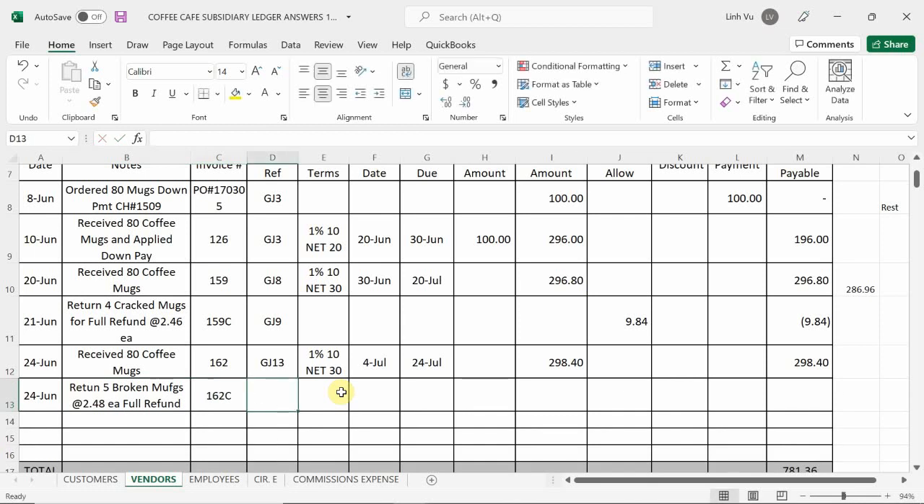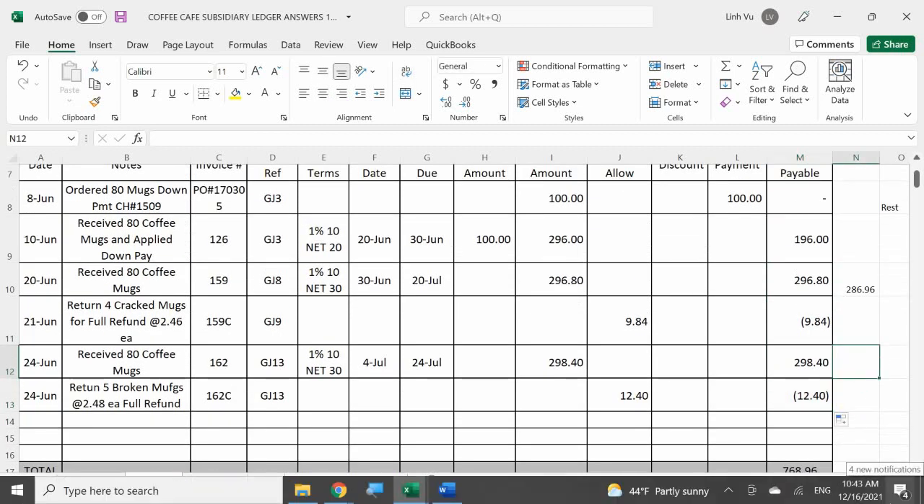Okay, 162C. So you know that this belongs to this invoice right here for 162, and C stands for credit. It's going to be under returns and allowances for $12.40, which will reduce your total accounts payable. But I'm going to make a note here so that when I do pay for invoice 162, I only owe $286 even.